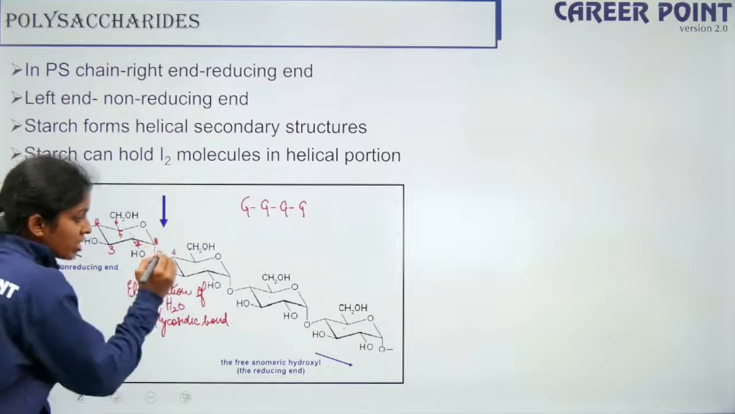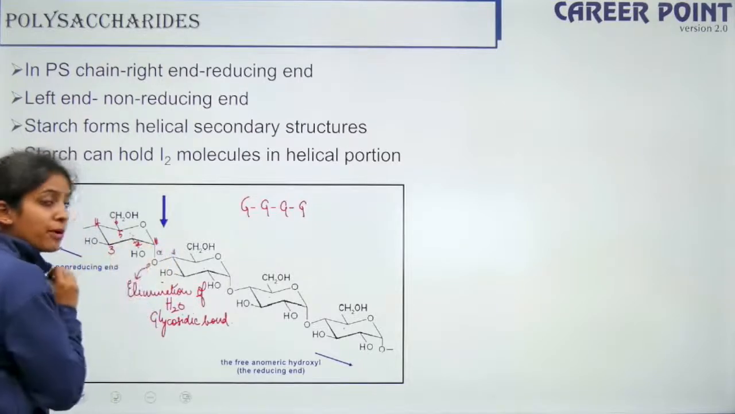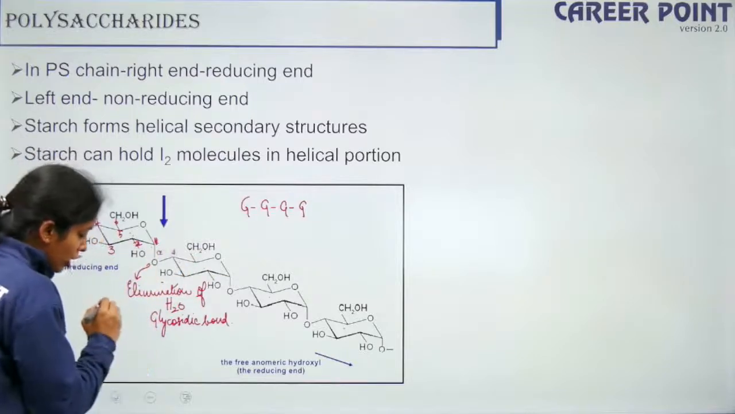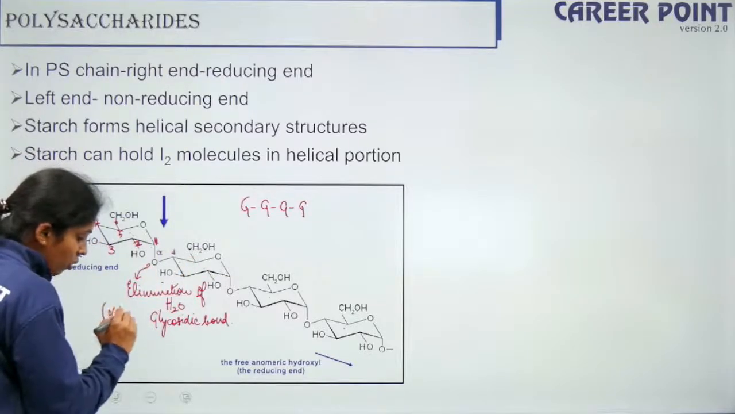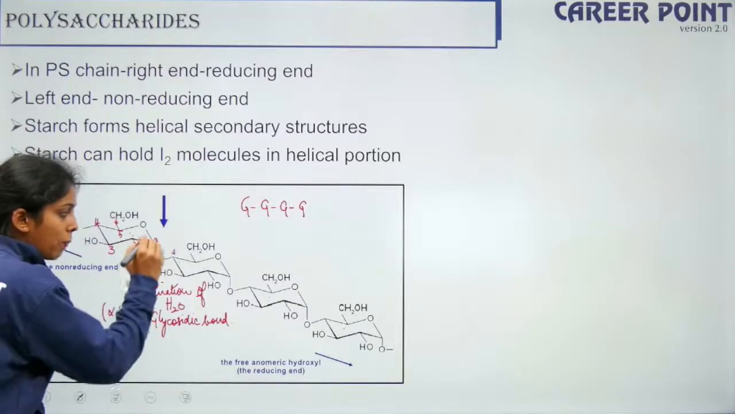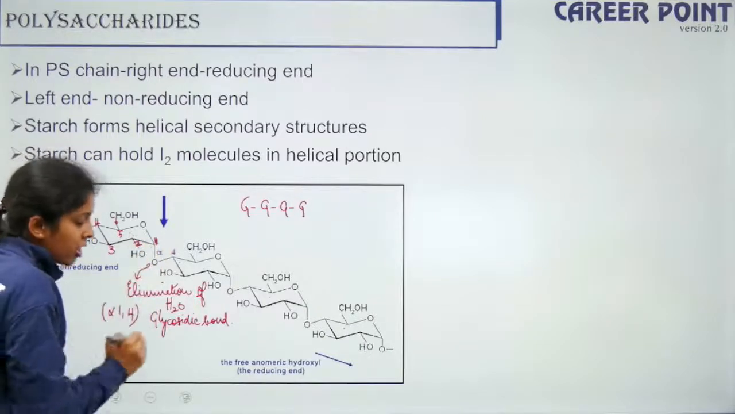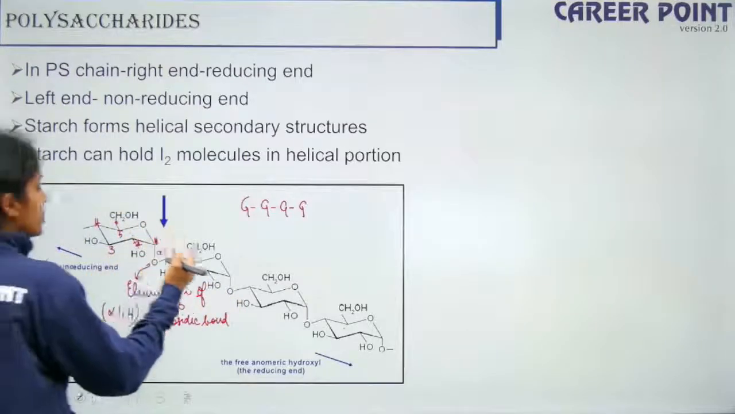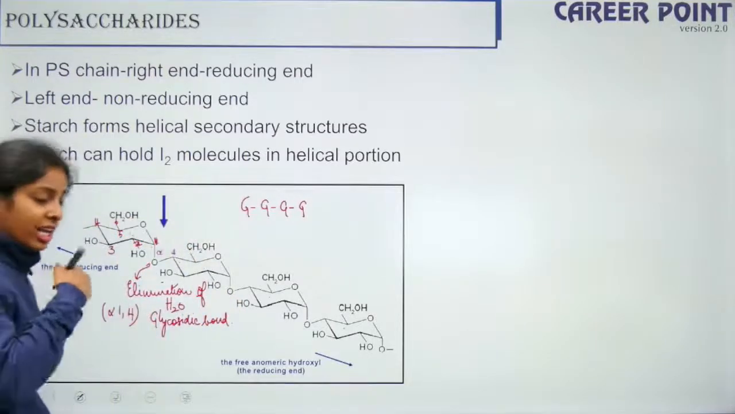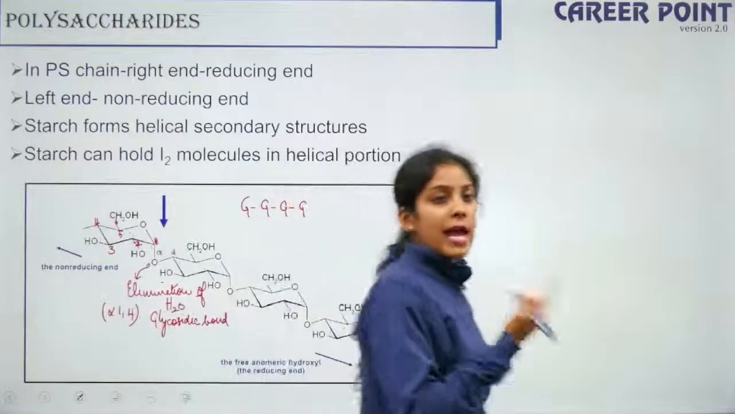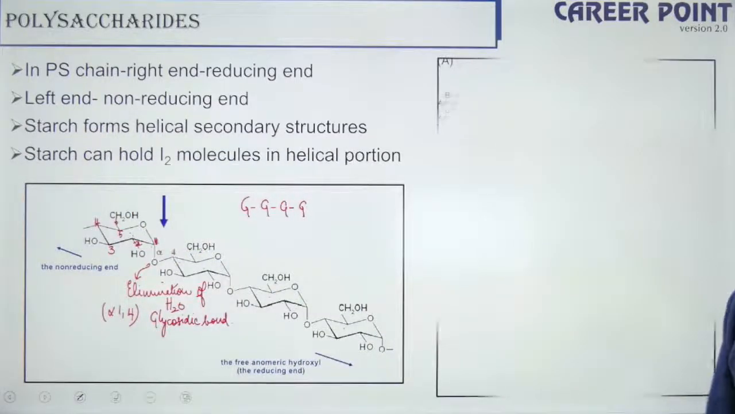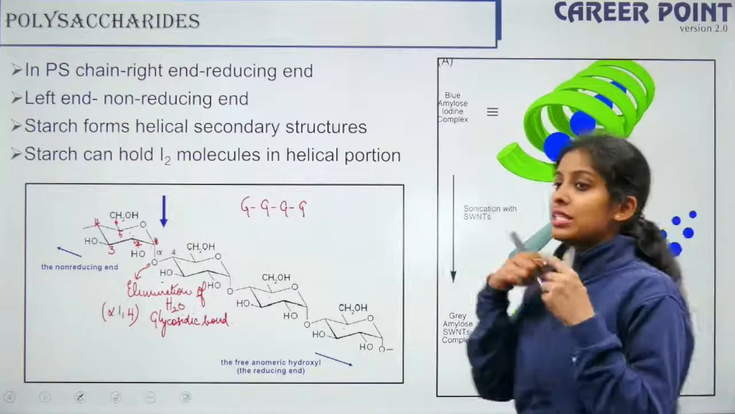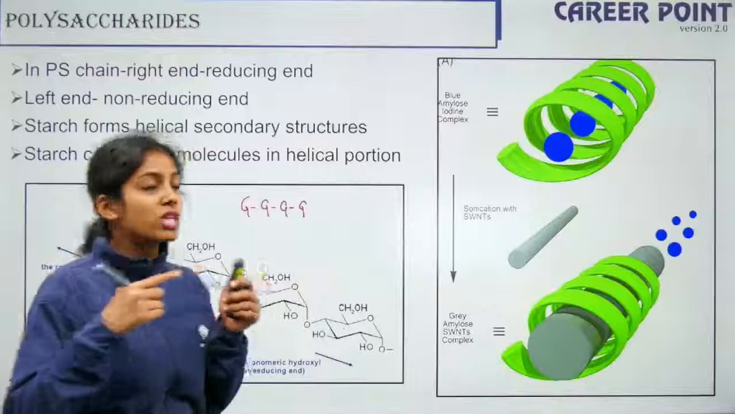Fine. So the glycosidic bond is formed by the first carbon of the first glucose and the fourth carbon of the corresponding glucose. So you can say alpha 1,4 glycosidic bond, because this is an alpha type linkage. So this is the bond between the corresponding glucose. This is the reducing end, this is the non-reducing end. In case of amino acids, it's the carboxyl end and the N-terminal end. Alright. So this is how the structure of starch is. In between the secondary helix, it can hold iodine.